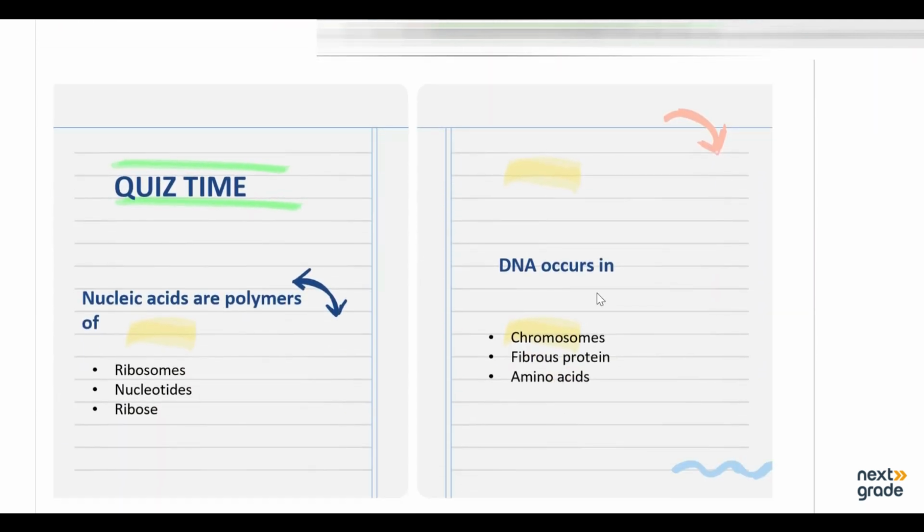Okay, so now the quiz time. Nucleic acids are polymers of what? Ribosomes, nucleotides, or ribose? As we discussed in the beginning, nucleic acids are polymers of nucleotides. So here nucleotide is the correct answer. DNA occurs in: chromosomes, fibrous protein, or amino acid? It can't be fibrous protein or amino acid. DNA occurs in chromosomes inside the cell, as we have discussed. So here chromosomes is the correct answer.